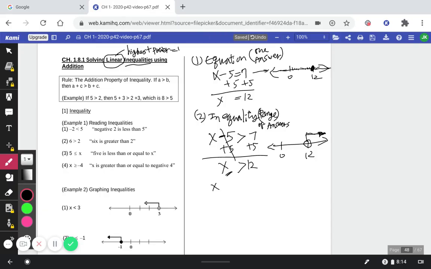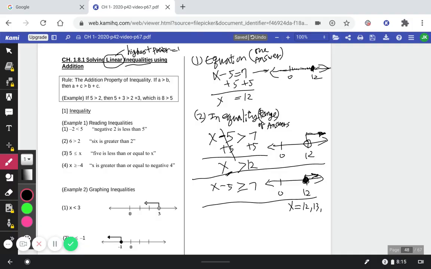And if you have x minus 5 is bigger than or equal to 7, so you have an equal sign here, then on the number line with 0 and 12, instead of an open circle, you will have a closed circle and it goes like this. Any value including 12. So the values of x that satisfy this condition are 12, 13, 14, 15, 16, 17. So x could be 12, 13, and on and on.